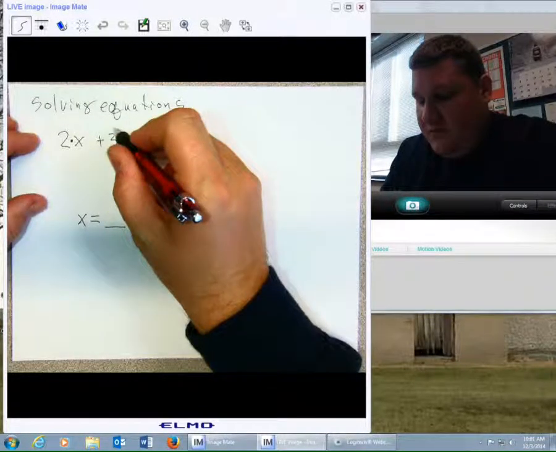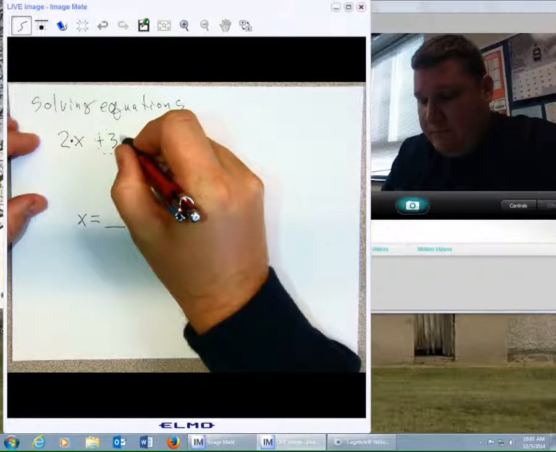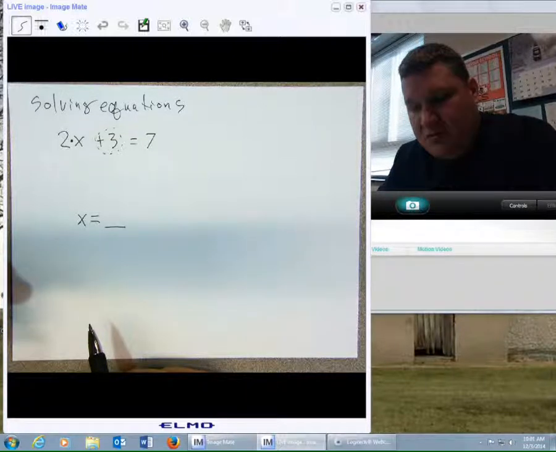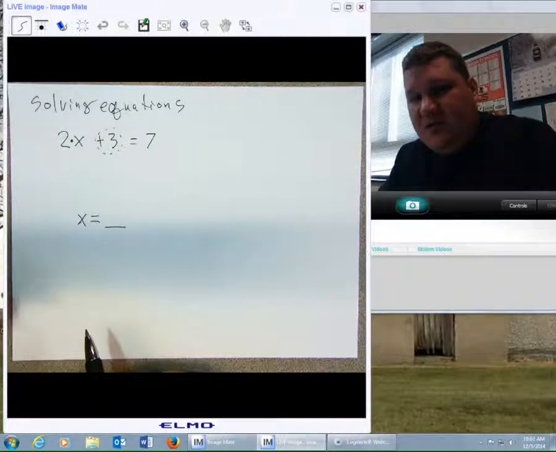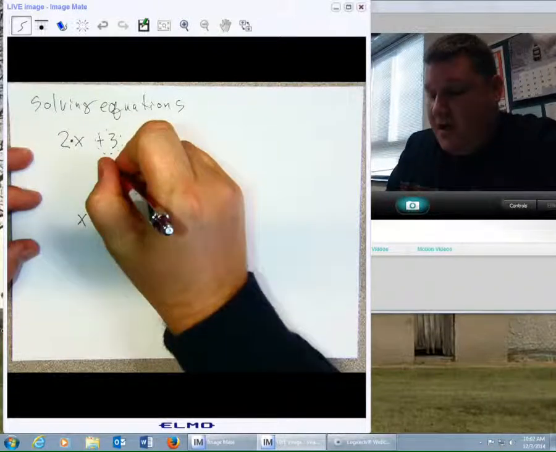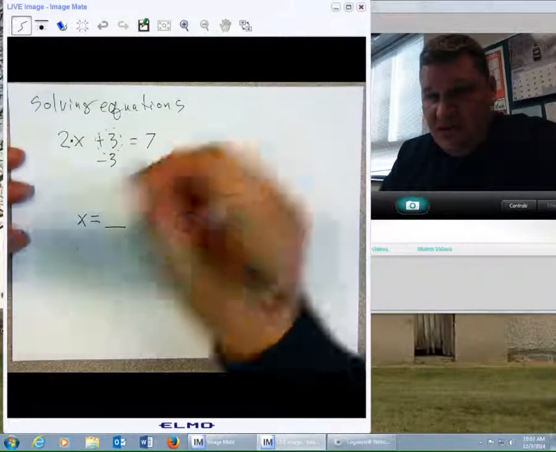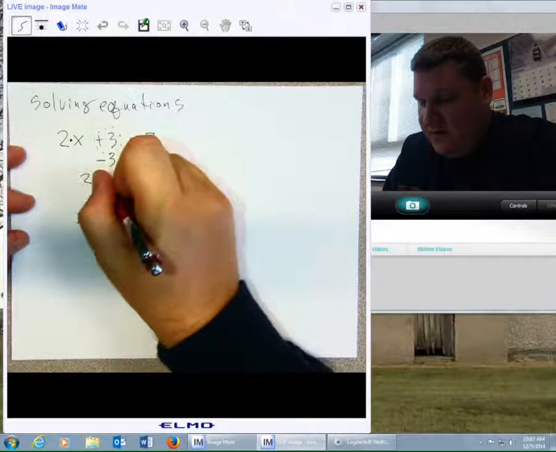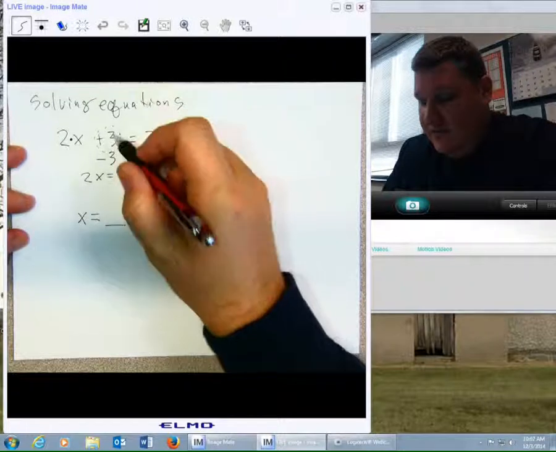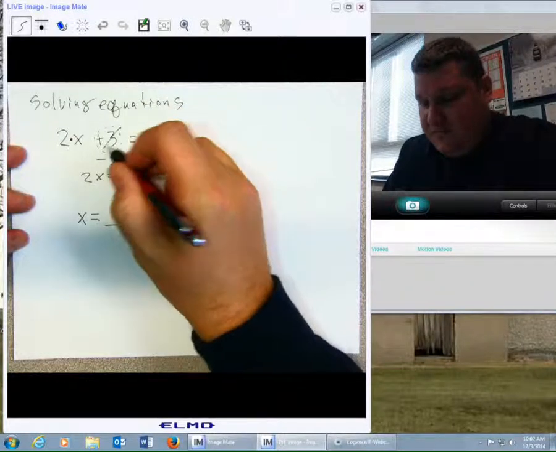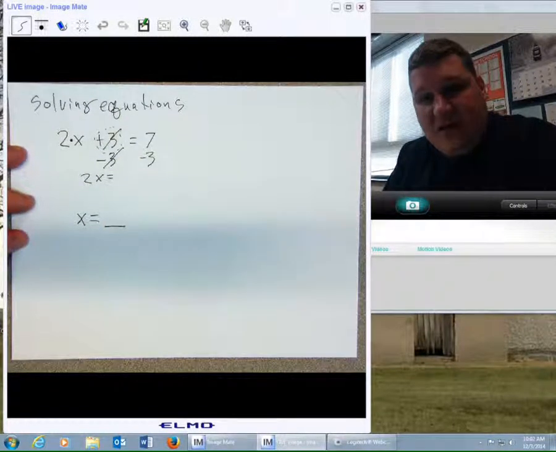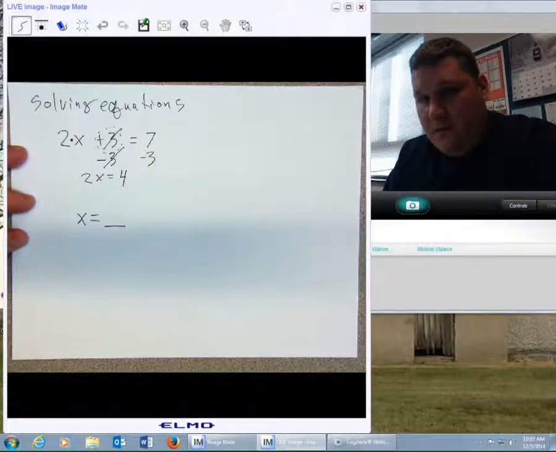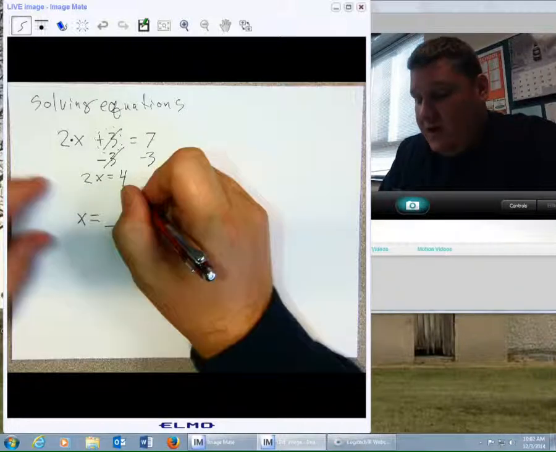Well, how do I get rid of a plus 3? What we want to do is undo it. So if I want to undo plus 3, what's the opposite of plus 3? That's going to be minus 3. But if I do it to one side, I must do it to the other. So I end up with 2x equals, now 3 minus 3, those cancel, they go away, they're going to be 0. 7 minus 3 though is 4. So I have 2x equals 4.